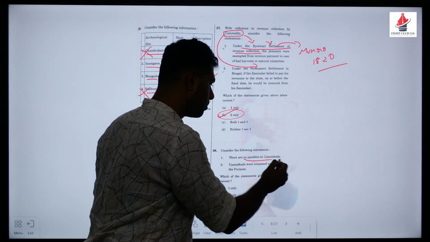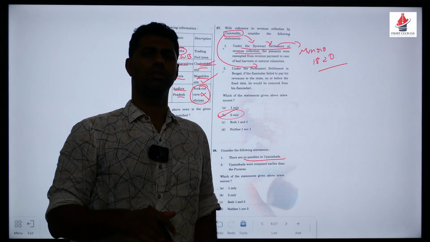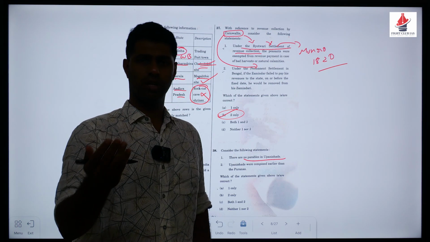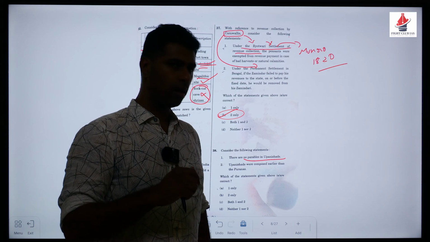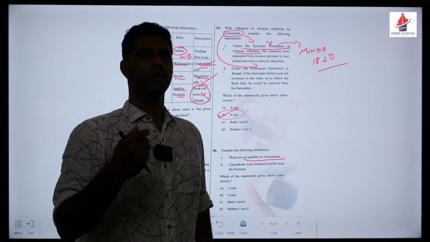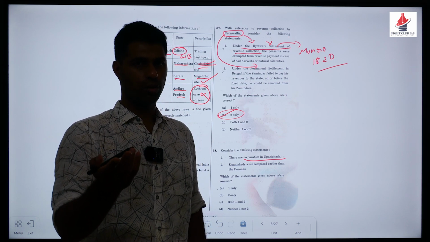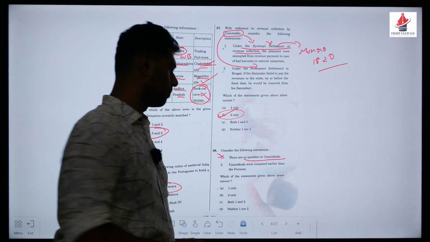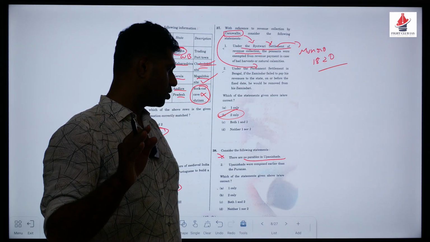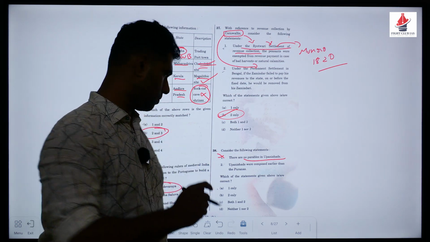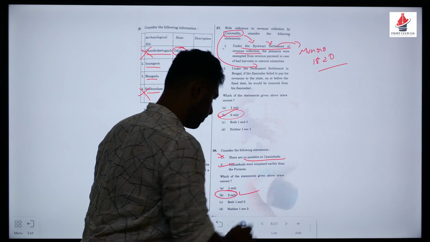First one, there are no parables in Upanishads. Parables means short stories where certain characters are introduced. Yes, there are definitely many parables that have been used in the Upanishads. There have been parables of Yama and Nachiketa speaking about the soul. All these stories are there in the Upanishads. So 1 is wrong. There are parables. Second one, Upanishads were composed earlier than the Puranas. Yes. As per your NCERTs, it is true. So answer is 2 only.